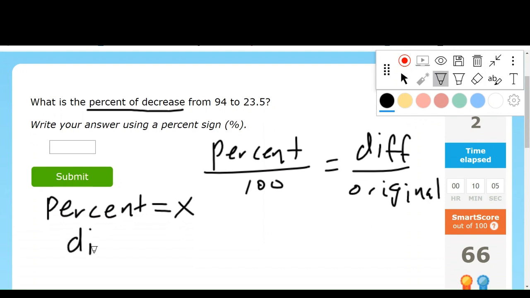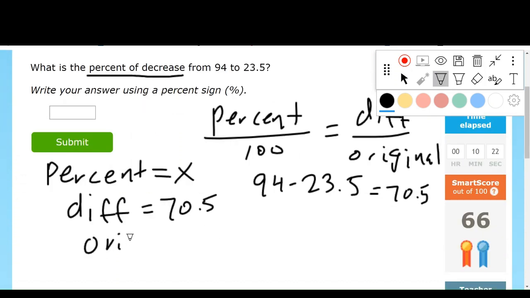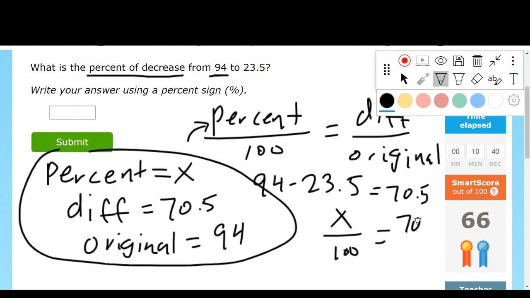Do we know the difference? Well, we know that the difference between 94 and 23.5 is 70.5. So our difference is 70.5. And our original amount is 94, from 94 to 23.5. Plugging in what we know into our proportion, we get x over 100 equals our difference, which is 70.5, over our original, 94.